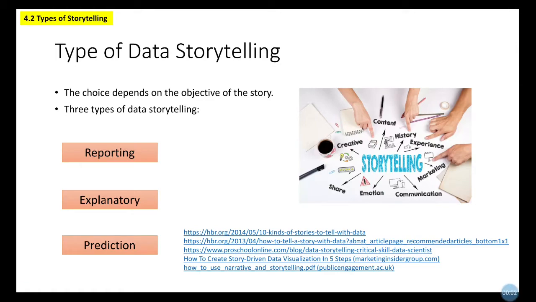Okay, now we come to the slide on identifying the different types of data storytelling. The choice of the type of data storytelling depends on the objective of the story. In this lesson, we identified 3 types of report that are covered in the syllabus. The first one is reporting, the second is explanatory, and the third is prediction. These are some references that are used to find the content for this type of data storytelling, and you can go to this website to check further information.